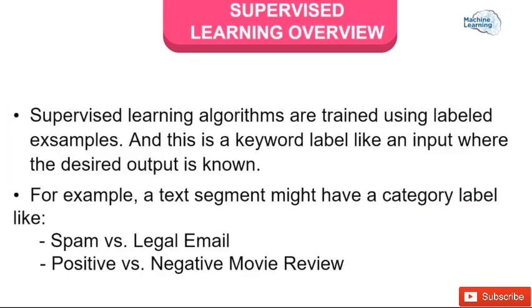So the supervised learning algorithms are trained using labeled examples. And this is a keyword, label, like an input where the desired output is known. So that means it's in your data set. So you're going to have some historical features with historical labels. So you already have this information.